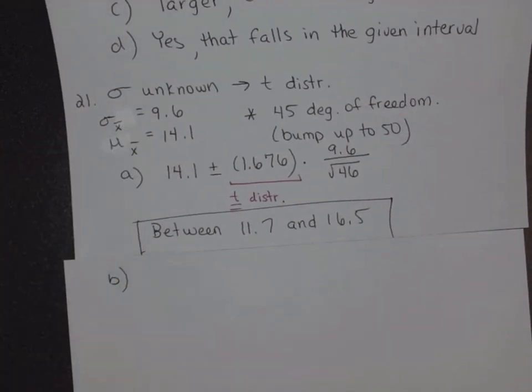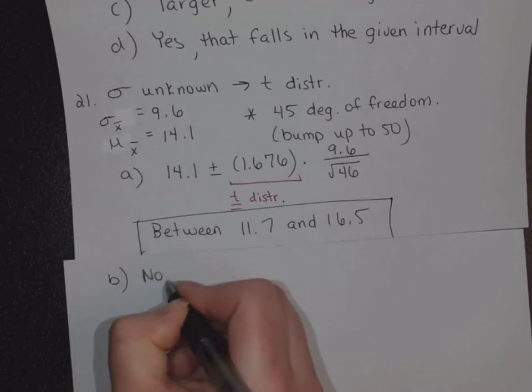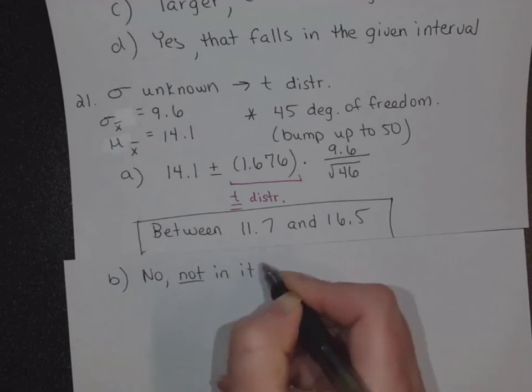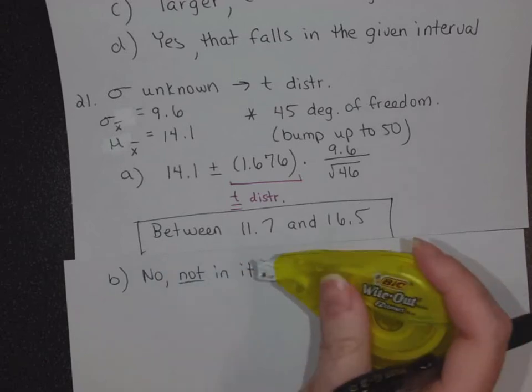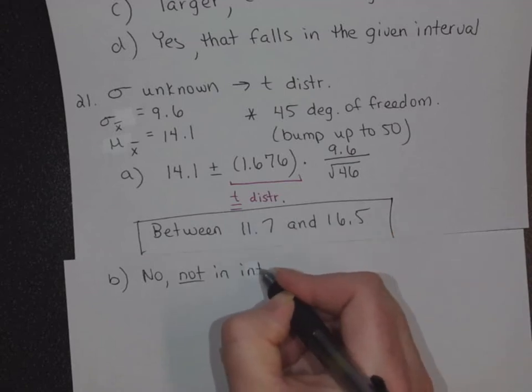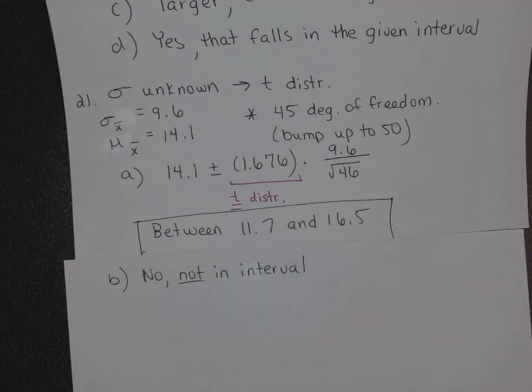All right. Part B, based on the confidence interval, is it reasonable that the mean percentage of fake Twitter accounts is less than 10? Okay. It's not reasonable since it's not in the interval. In other words, 10 is not going to be expected because we were expecting something between 11.7 and 16.5, and 10 is not it.